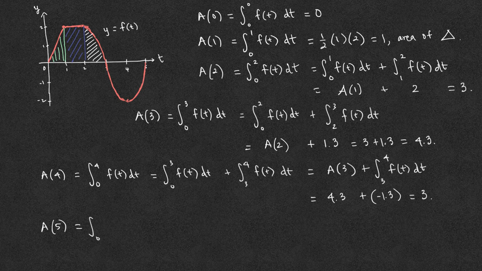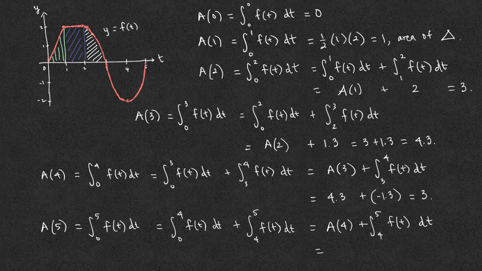A of 5 is the integral from 0 to 5 of f of t dt, which can be rewritten as the integral from 0 to 4 of f of t dt plus the integral from 4 to 5 of f of t dt. But the first integral is A of 4, and the second integral is still below the x-axis, so it is minus 1.3, and so A of 5 is 1.7 roughly.